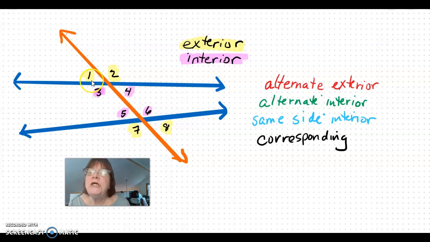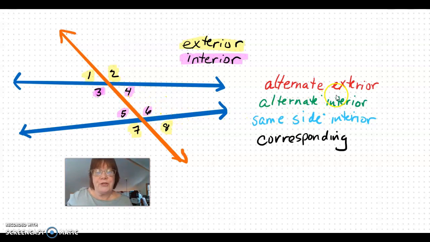Now notice 4 of them are highlighted in yellow. That means they are exterior, when they're outside of the two lines, right? The outsides of the two lines. Those are called exterior. When they're inside the two lines, angles 3, 4, 5, and 6, highlighted in purple, those 4 angles are interior angles, okay?